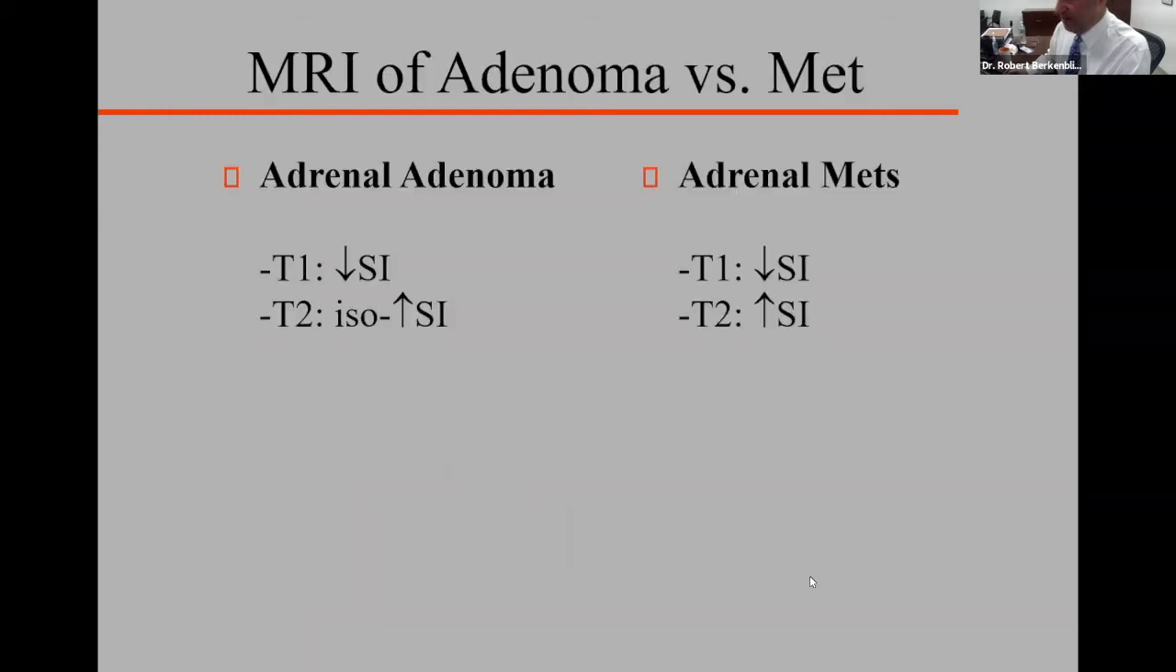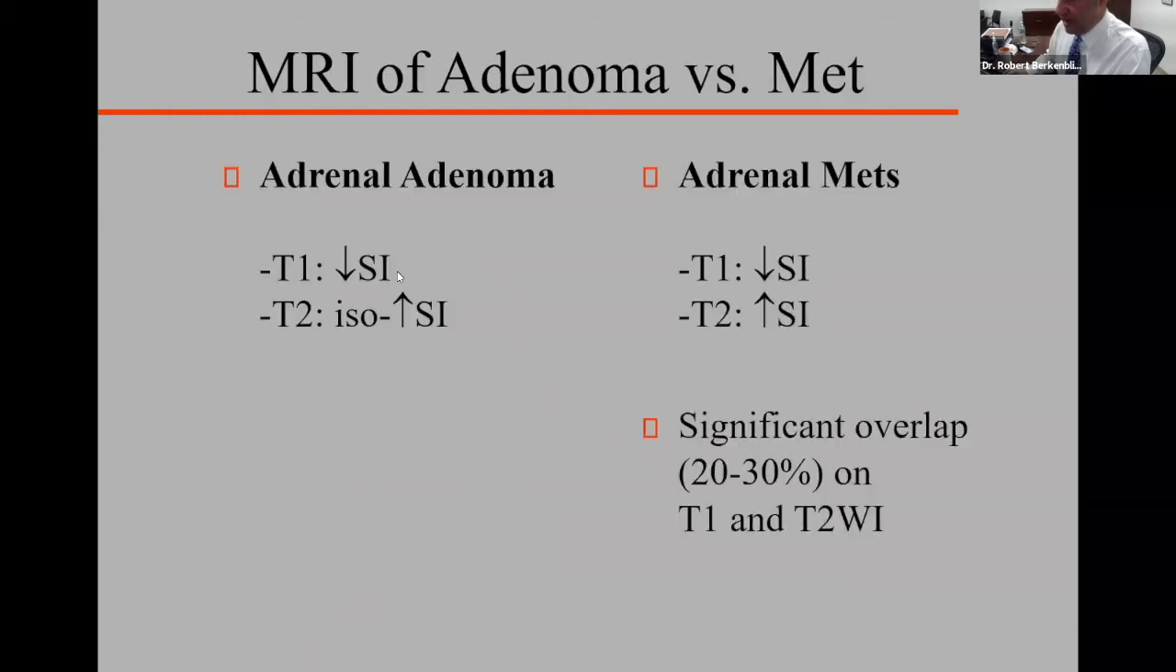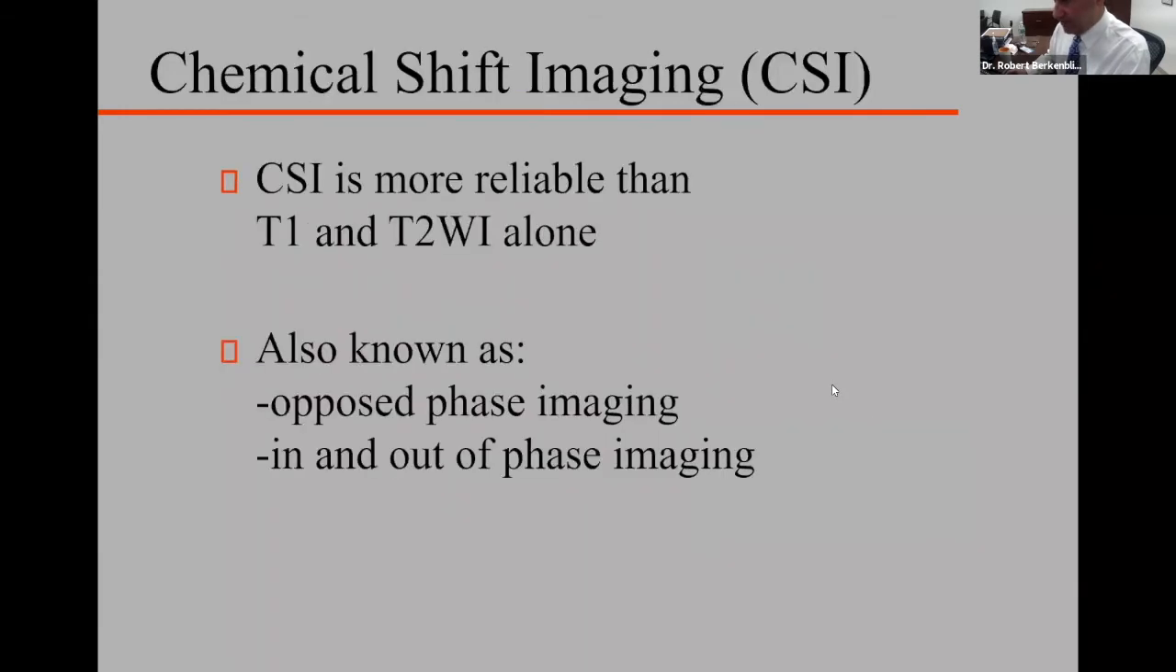MR can be helpful. You can see that adenomas on T1 show low signal and increased signal intensity on T2. But there's a significant overlap between the appearance of adenomas and Mets on simply T1 and T2 weighted imaging. And that's where chemical shift imaging comes into play. It's also known as in and out of phase imaging.